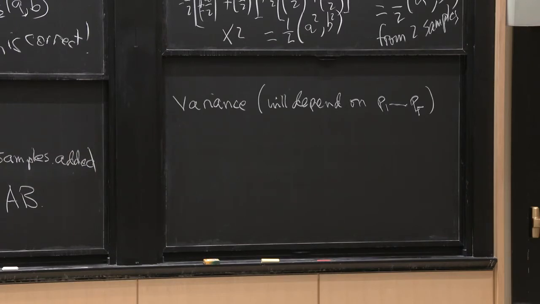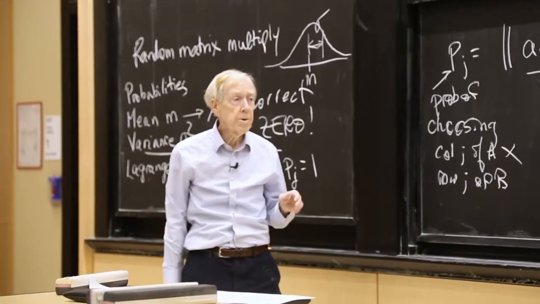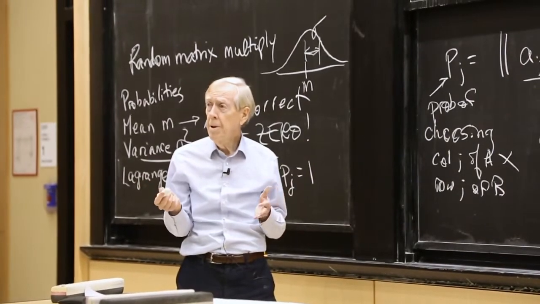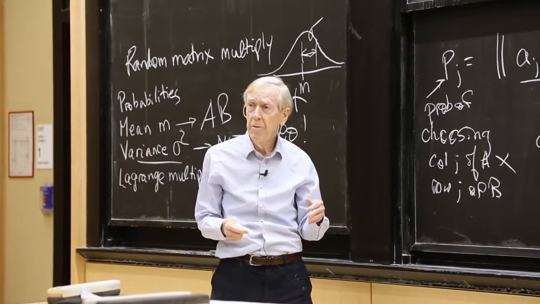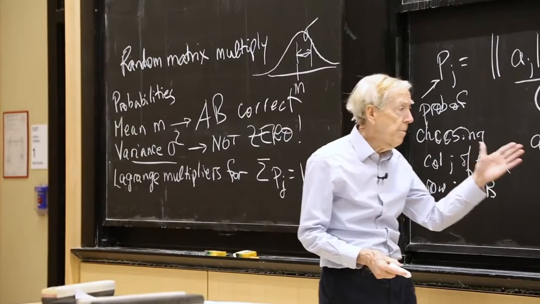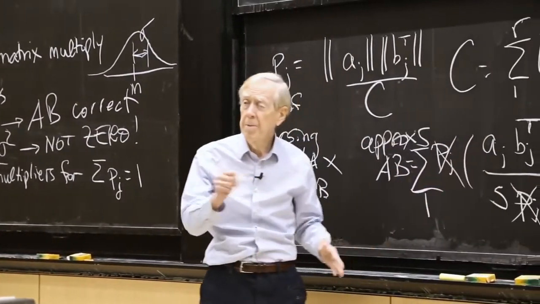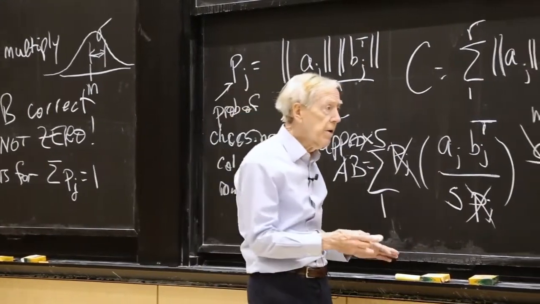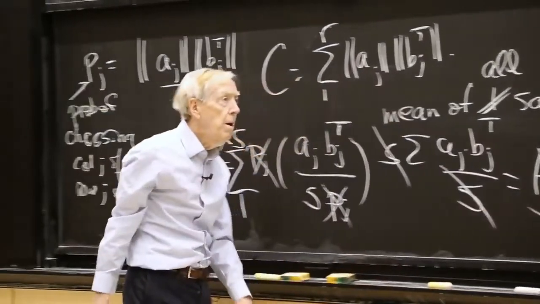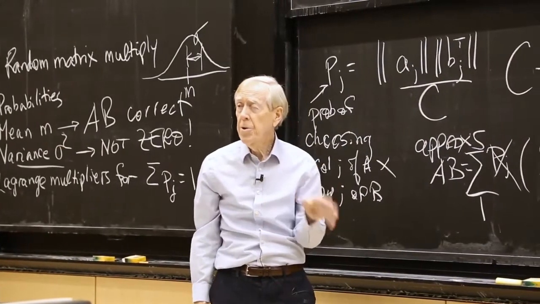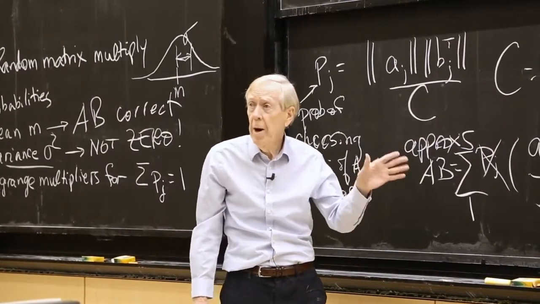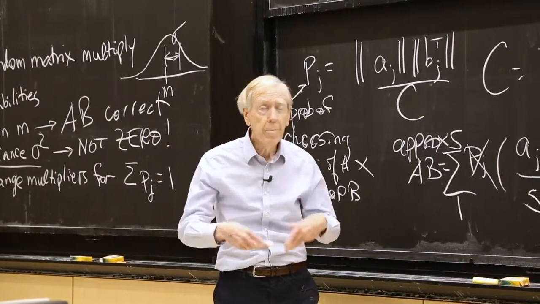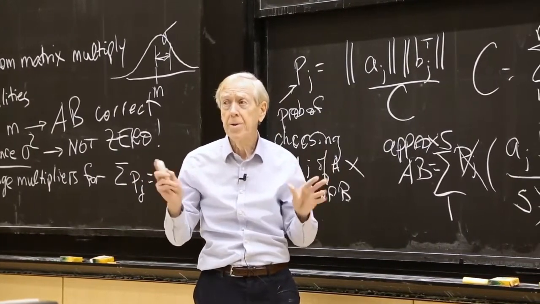And now I'm going to compute the variance, and it won't be 0, because every sample is wrong. A sample is just giving me a column times a row, a rank 1 guy, and they averaged out to give the correct product, but each one is certainly wrong because it's just a rank 1. So when I compute variance, I'm going to definitely not get 0.